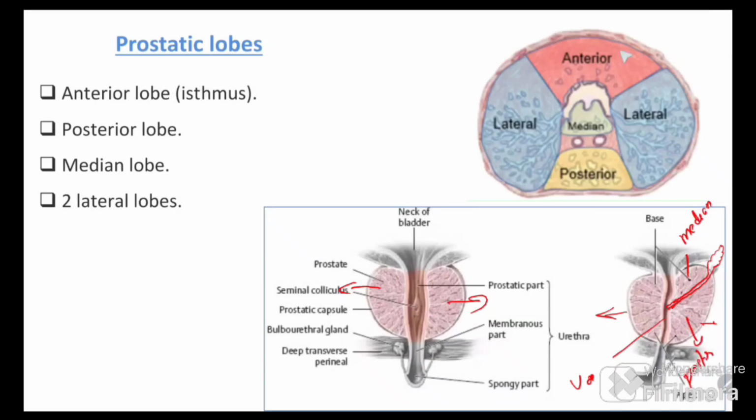So totally how many lobes do we have? We have 5 lobes. There is the anterior lobe, 2 lateral lobes, then we have the median lobe and the posterior lobe.